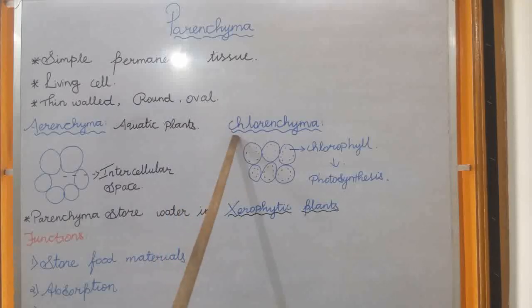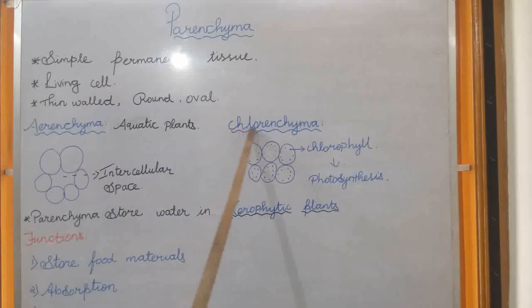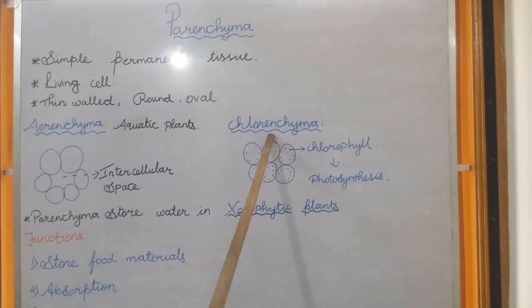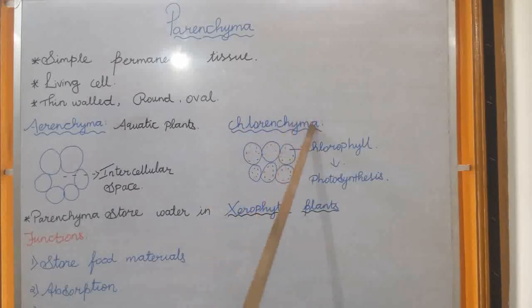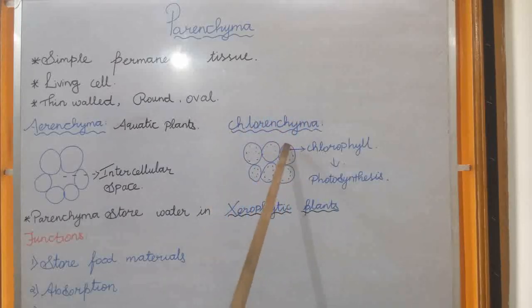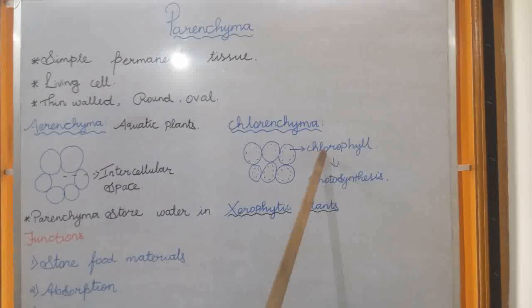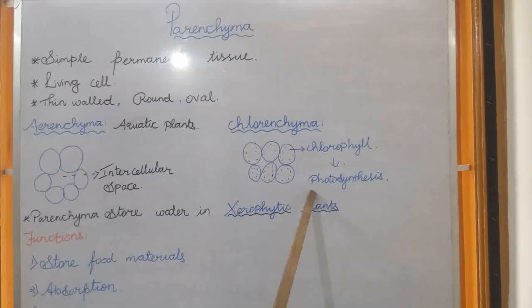What is the next type? Chlorenchyma. The word itself indicates it: chloro means the presence of chlorophyll. The parenchyma that contains the chlorophyll is called chlorenchyma. Okay guys. So, the cells have chlorophyll, what is the function? Chlorophyll present means they do photosynthesis. So, the function of chlorenchyma is photosynthesis.